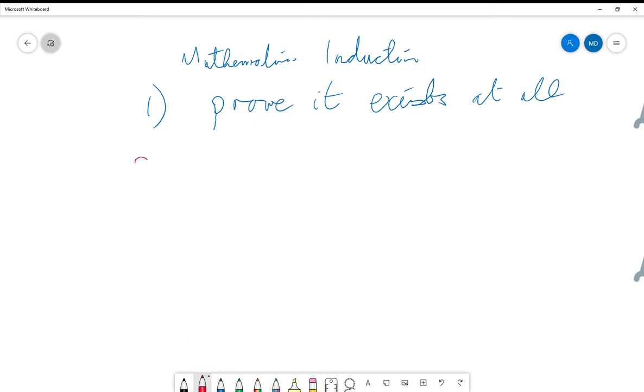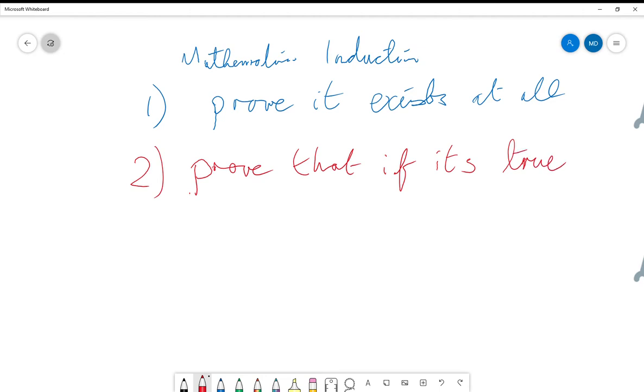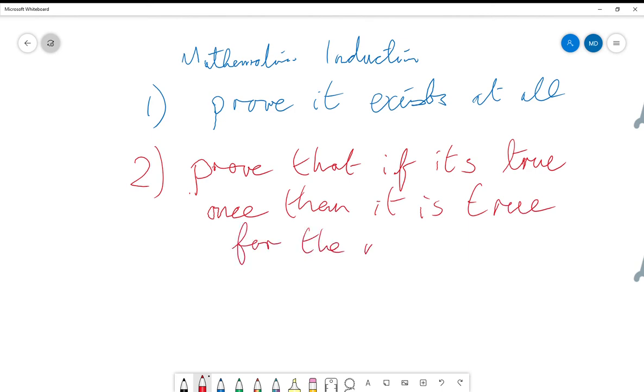And the two, which is kind of the inductive part, prove that if it's true for one, then it is true for the next one. And that is the robot making a copy of itself.